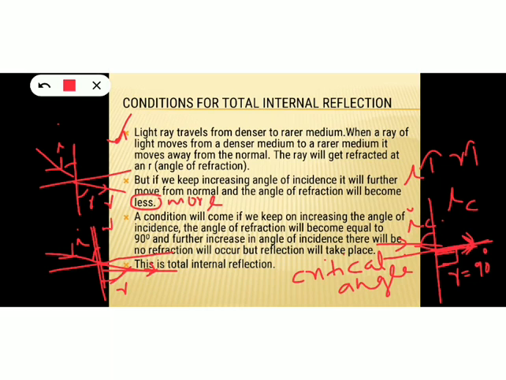Now suppose again we increase the angle of incidence. Suppose the critical angle is 80 degrees. If we increase the angle of incidence to 85 degrees, we can't observe any refraction phenomenon. For an angle of incidence greater than the critical angle, all of the incident ray is reflected back. So the incident ray is totally reflected back. This is total internal reflection.